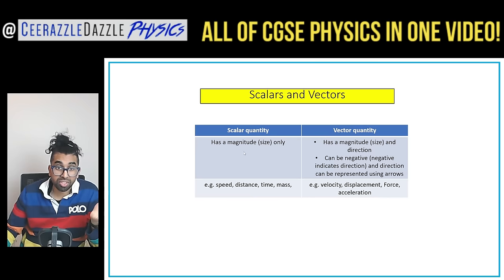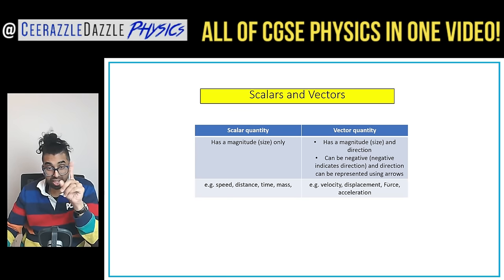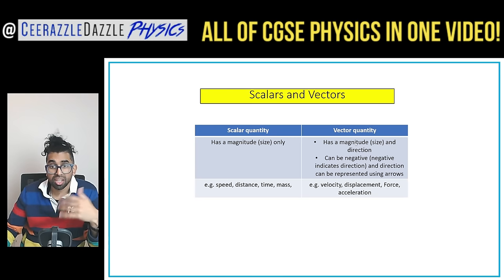Some examples of scalar quantities are going to be speed, distance, time, and mass. They only have a value, they don't have a direction. Examples of vector quantities can be velocity, displacement, force, and acceleration. Don't forget force, it can be represented with an arrow, yes, for the direction. So all of these can be vector quantities.